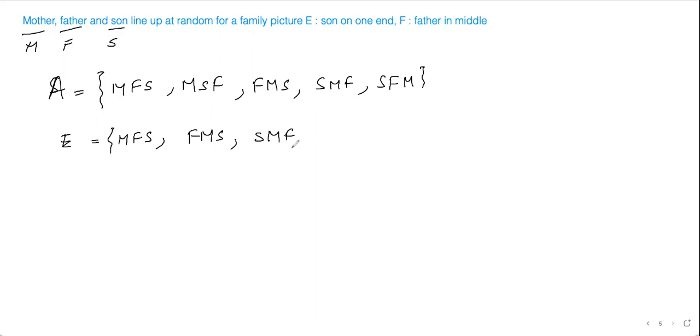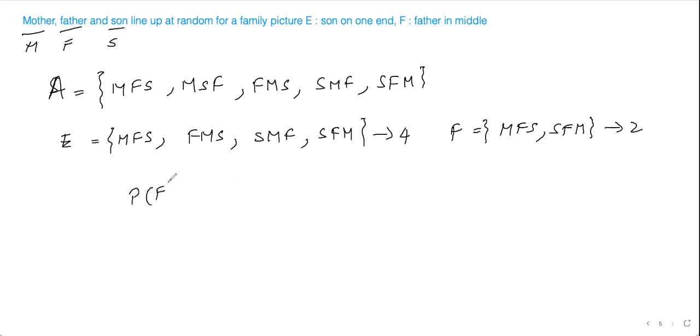SMF, this can be one first, and SFM. Okay, so this is 4. And F is another event, which is further in the middle. So this would be MFS and SFM. Okay, and this is 2. So P of F would be 2 by 6.